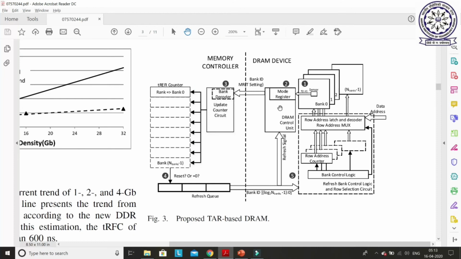As I said, in a normal DRAM design, they basically consider two temperature ranges: one up to 85 and one above 85. In this case, the mode register will store only one bit, either 0 or 1. If it is 0, it can be considered as less than 85. If it is 1, we can consider it as more than 85. Based on this mode register, the refresh counter value will change in the original DRAM, and there will be only one refresh counter for the entire rank. I'm talking about the normal case.